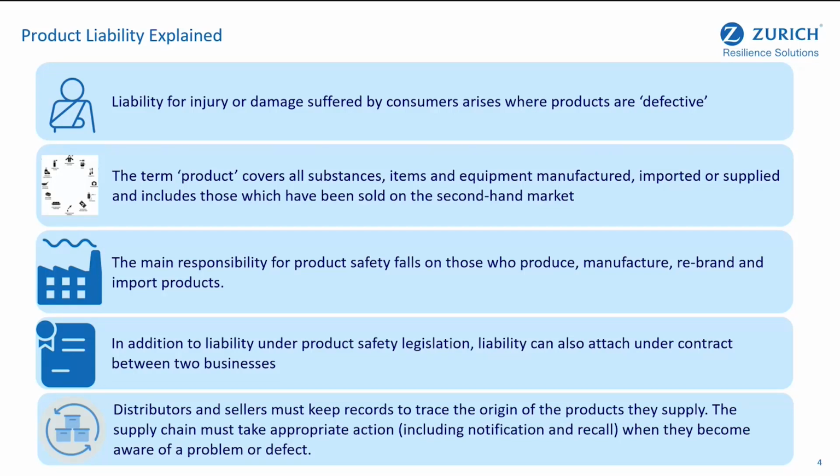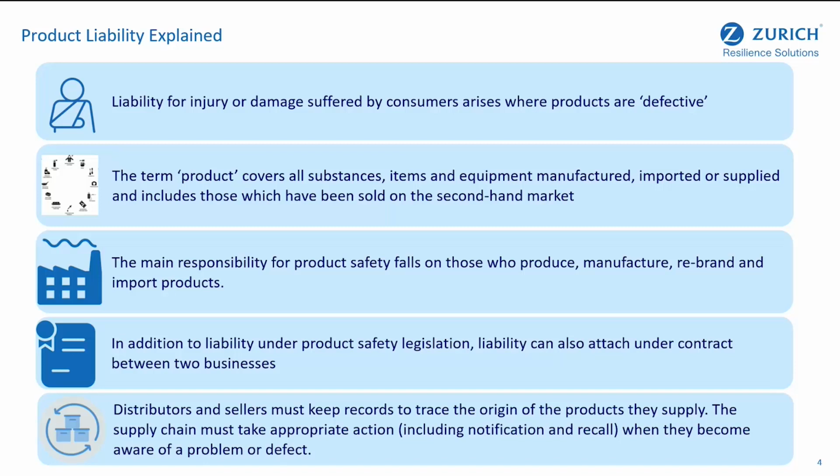However, anybody who supplies goods as part of a trade or business must be able to identify the producer and must not sell any product they know or should know to be defective. So if you know that the product itself is damaged, you can't knowingly sell that or pass that on to somebody else without having some form of product liability kick in to that effect.